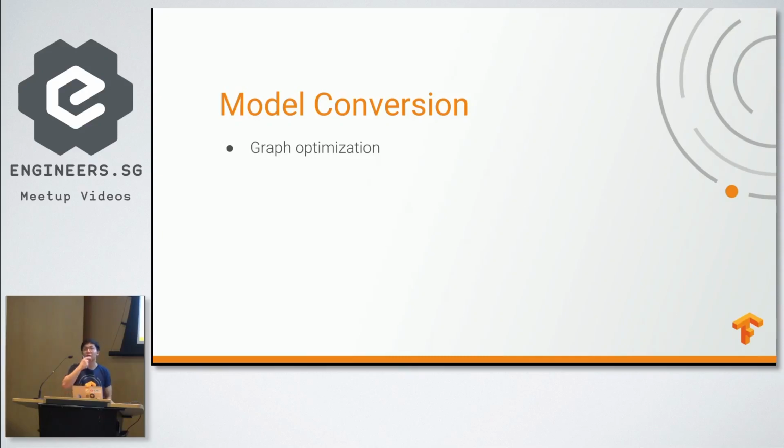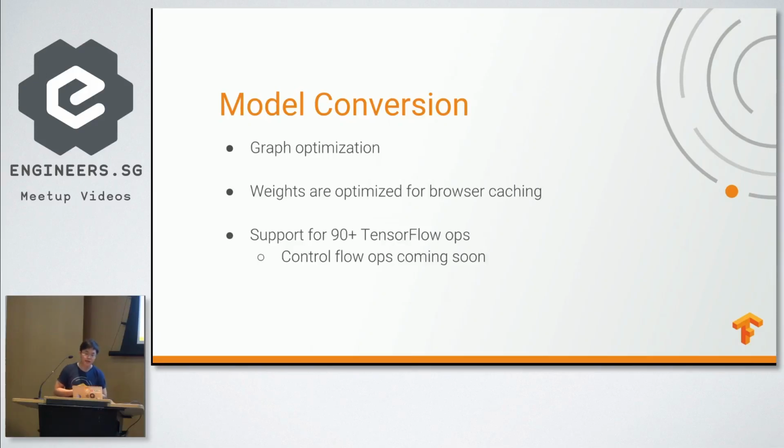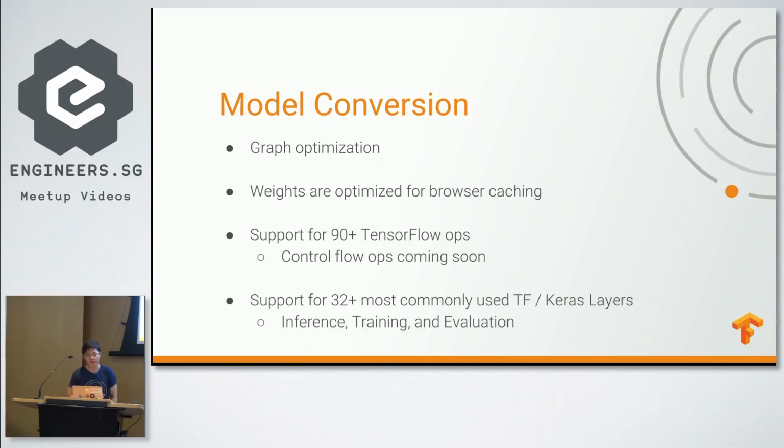All right, and what the model conversion code does is graph optimization for you. Let's say your graph has tons of nodes that are not necessary for your computation. It will get rid of them for you. It also does some weight optimization for browser caching. Currently it supports 90 plus TensorFlow ops. They plan to support control flow ops very soon. And currently it supports 32 plus commonly used TensorFlow Keras layers for inference, training, and evaluation.